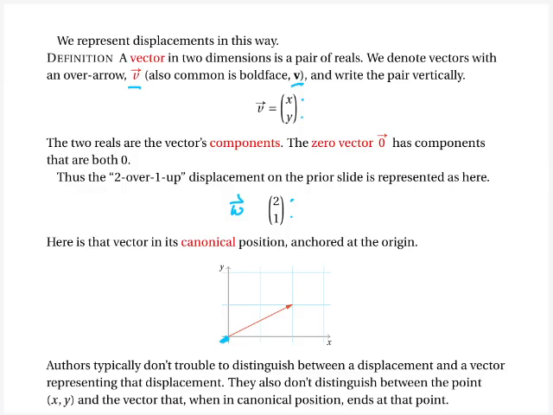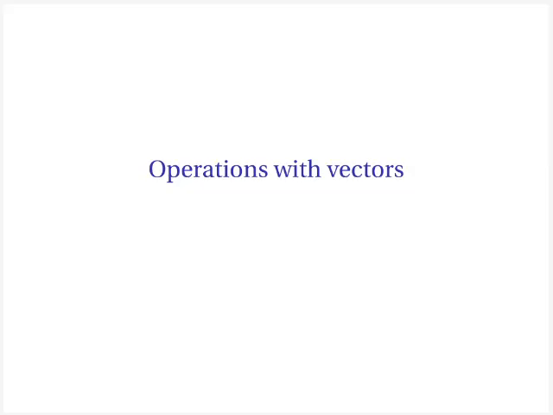Authors typically don't trouble themselves to distinguish between a displacement and the vector representing that displacement, between the thing and the name of the thing. They also don't distinguish between the point xy and the vector that, when in canonical position, ends at that point. So in chapter 12 here, we often will not distinguish between the vector that ends at 2, 1, which is here, and the point 2, 1. So we'll be a little bit sloppy about it, but it will be very convenient to be so.